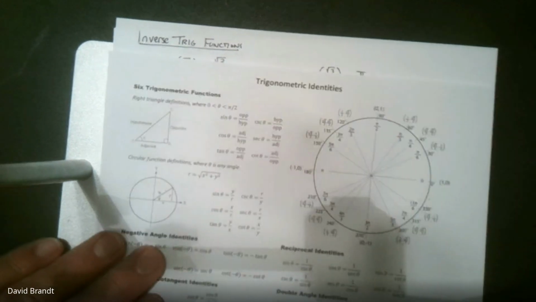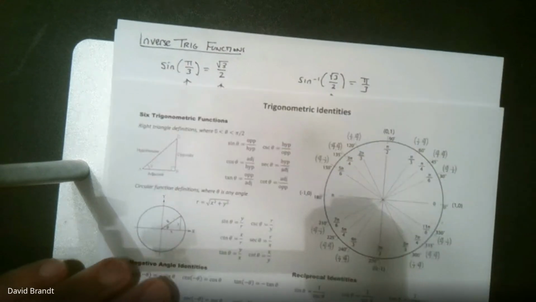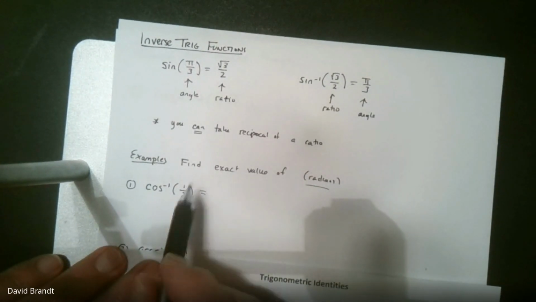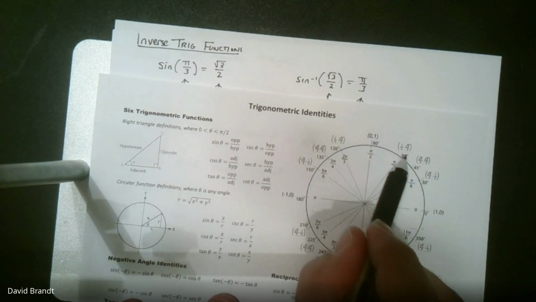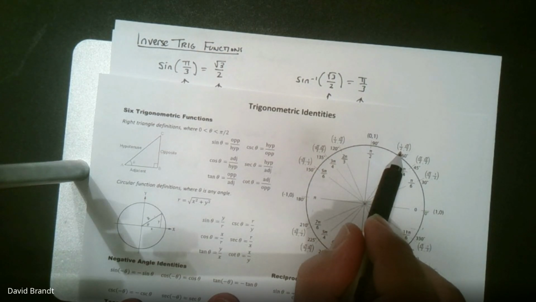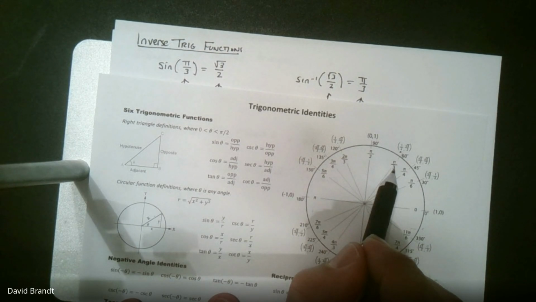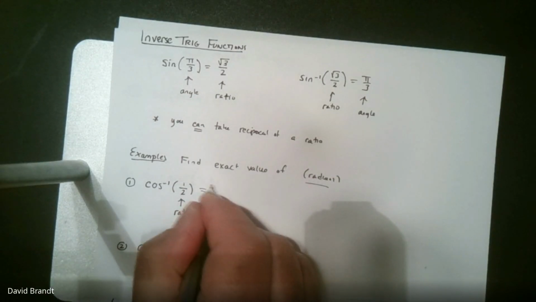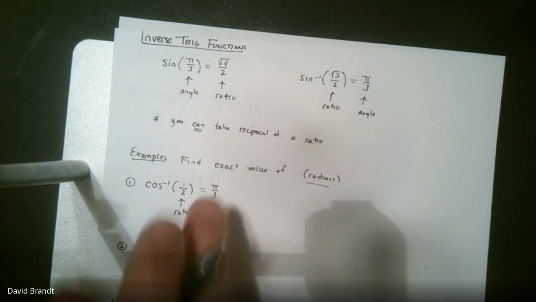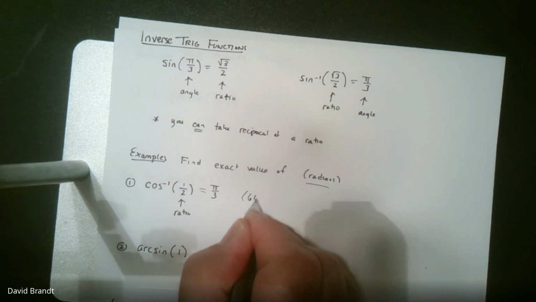So let's go up here to the unit circle. Remember, which one is cosine? Cosine is the x value. So where is the x value equal to 1/2? And you found it right there. That's where the x value is 1/2, and the angle is pi over 3. If I asked for it in degrees, it would be 60 degrees, but the answer needs to be in radians, so that will be pi over 3.